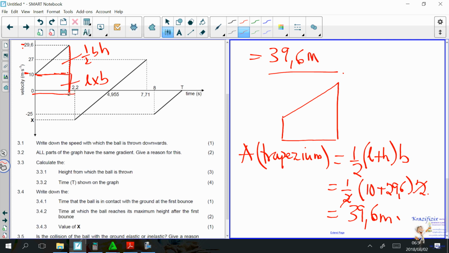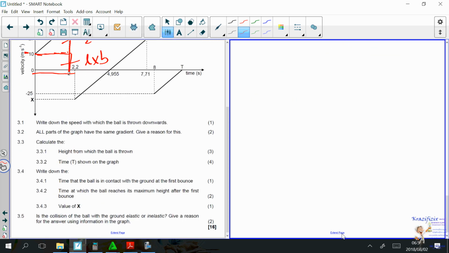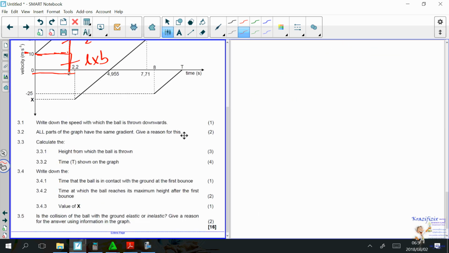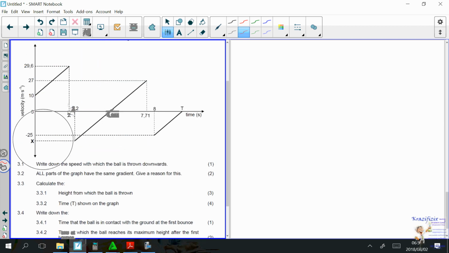Let's look at 3.4.2. We're already on an hour mark. The question says, calculate time t shown on the graph. Okay, let me bring the graph close. What do you notice about t? T is the final point here. Now, there are so many ways to do this. I can work with this from here.